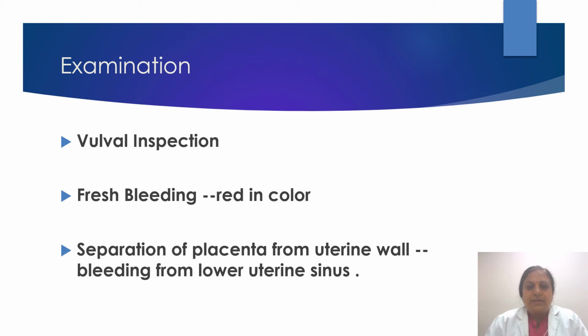Now coming to the examination, on per speculum examination, that is vulval inspection, fresh bleeding is there. It is red in color. It is because of the separation of the placenta from the uterine wall and bleeding from the lower uterine sinuses.